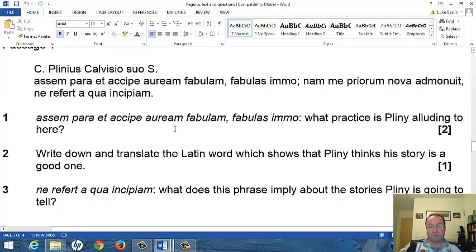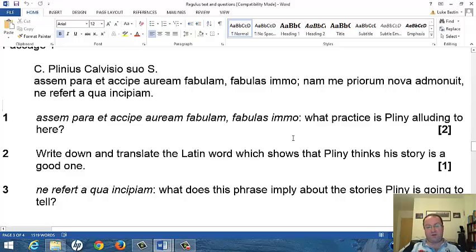Okay, so let's put it all together. Prepare a penny and receive a golden story, or even stories, for the new one reminded me of the previous ones, and it does not matter from which I begin. Okay, that is section 1 done.